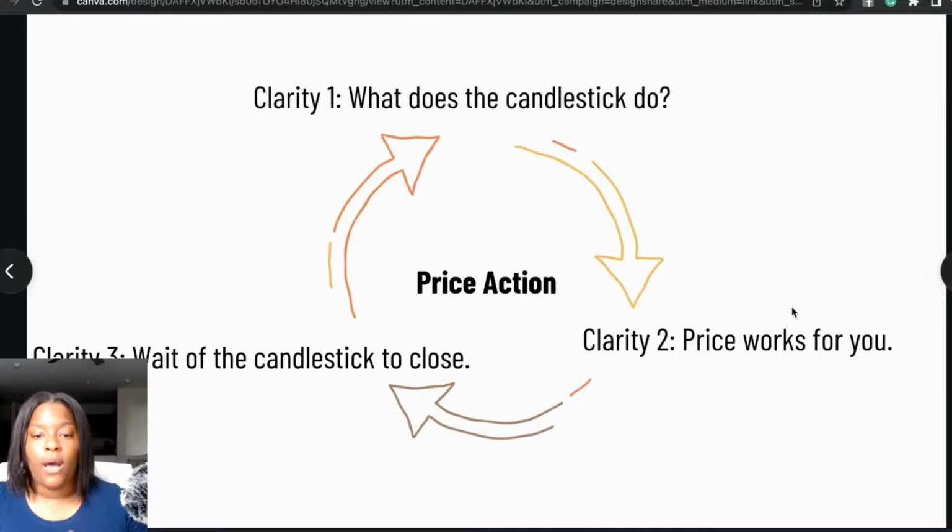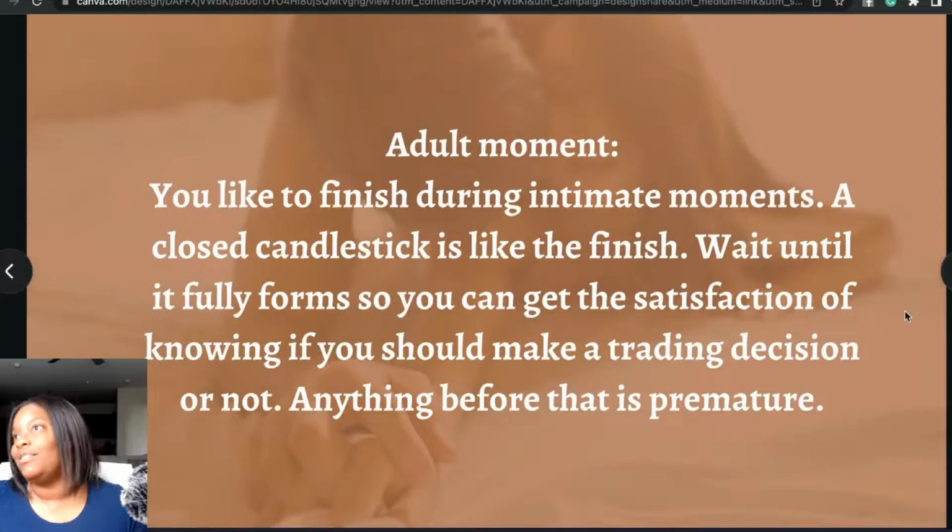Okay. Now, last but not least, the third clarity is to wait for the price action candlestick to close. Y'all, I'm about to be a little vulgar here. Just a little bit. Okay.